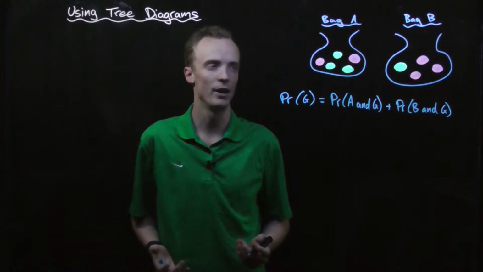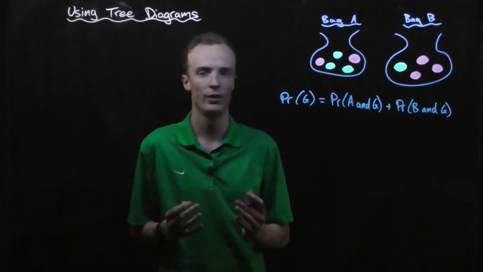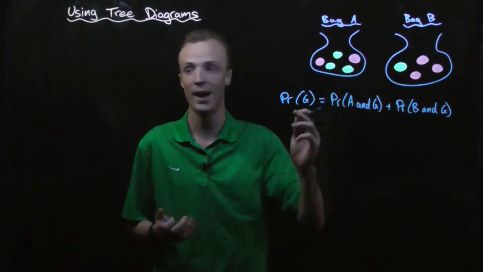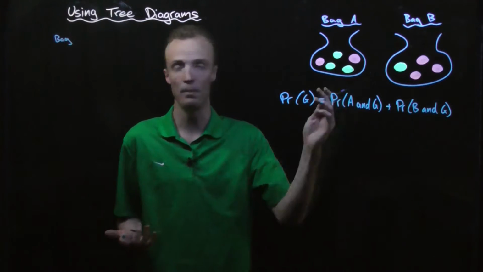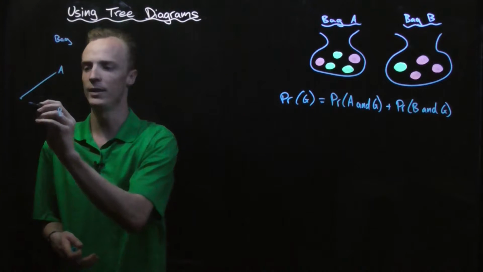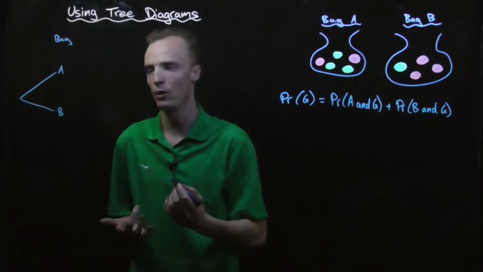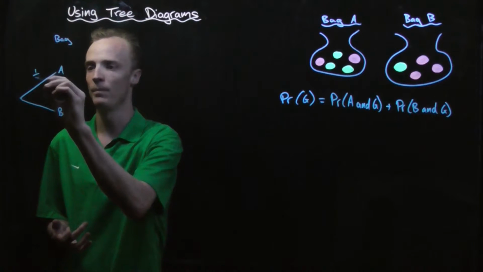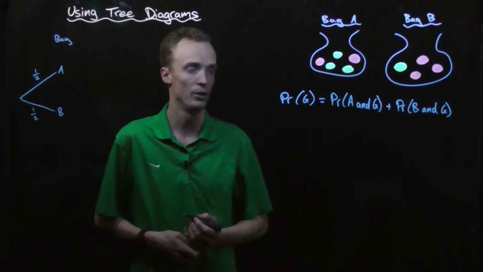So in a tree diagram, we begin by listing out what events could occur first. In this case, we're choosing which bag that could occur. And what we could get is either bag A or bag B. So we list out what is the probability of getting bag A. We're flipping a coin for it, so it's a 1 in 2, which also means the probability of getting bag B is a 1 in 2.